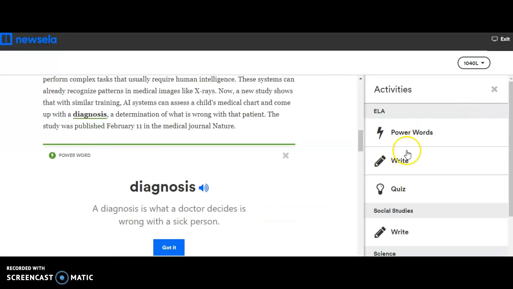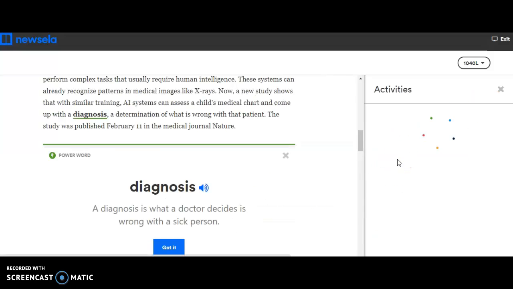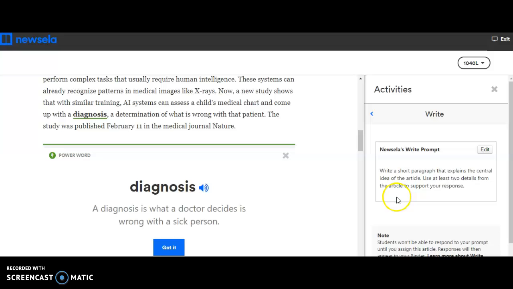Open up my activities again. You're going to go to the right section. This is a short answer. Write a short paragraph, 3 to 5 sentences, that explains the central idea and use at least 2 details from the article to support your response.